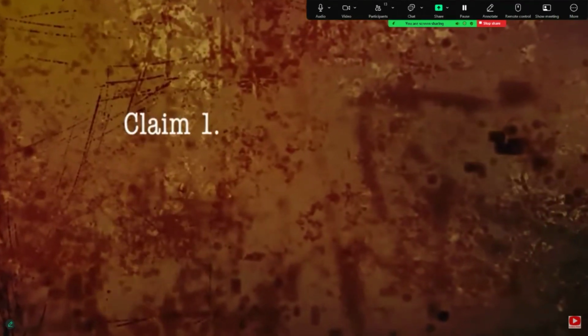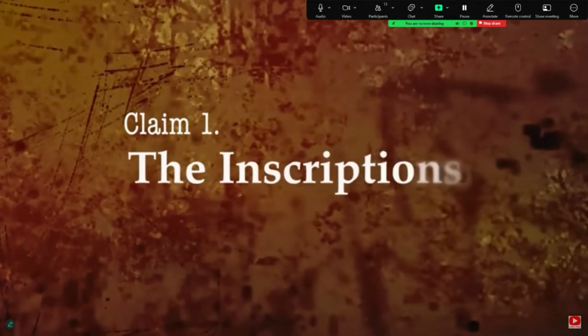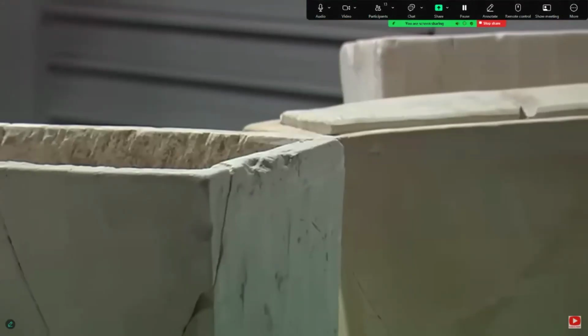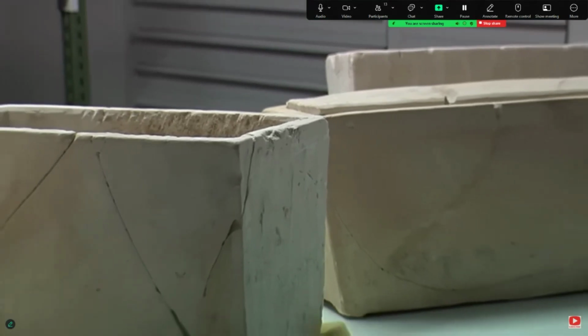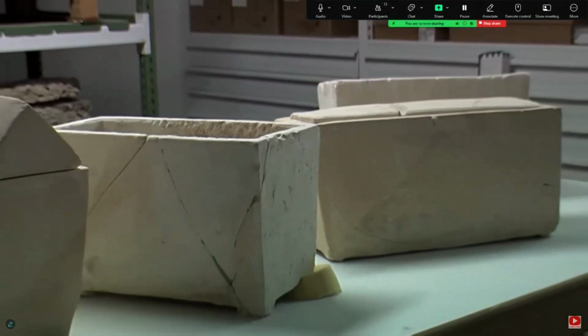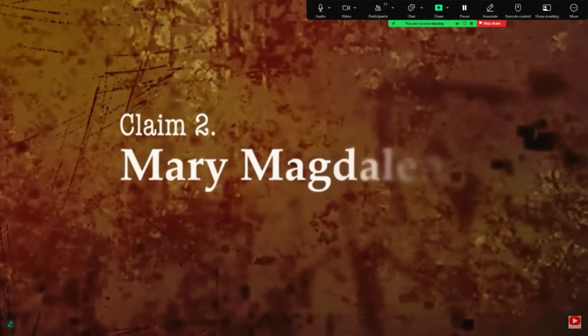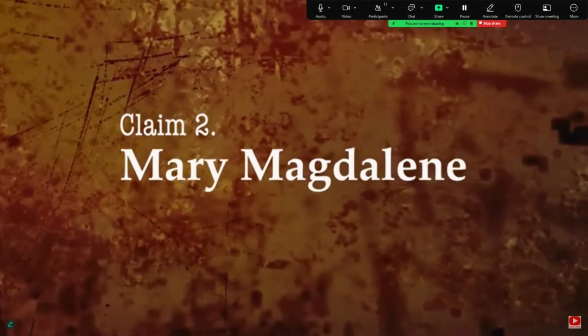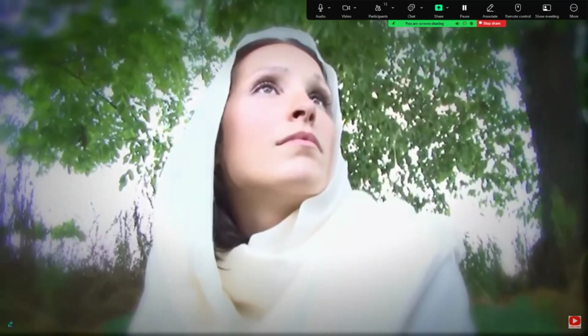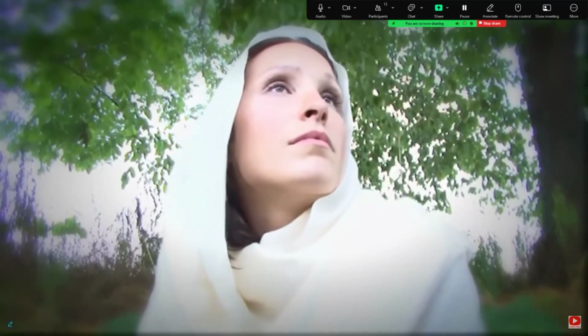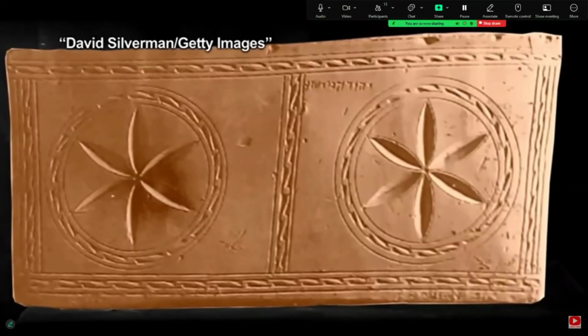Claim number 1. Inscriptions found in the Talpiot tomb seem to match the names we might expect to find in a tomb belonging to Jesus and his family. The most interesting of the names being Jesus, son of Joseph. Claim number 2. Mary Magdalene and Jesus may have been married with a son, which explains why her ossuary might be in the tomb along with an ossuary reading, Judah, son of Jesus.